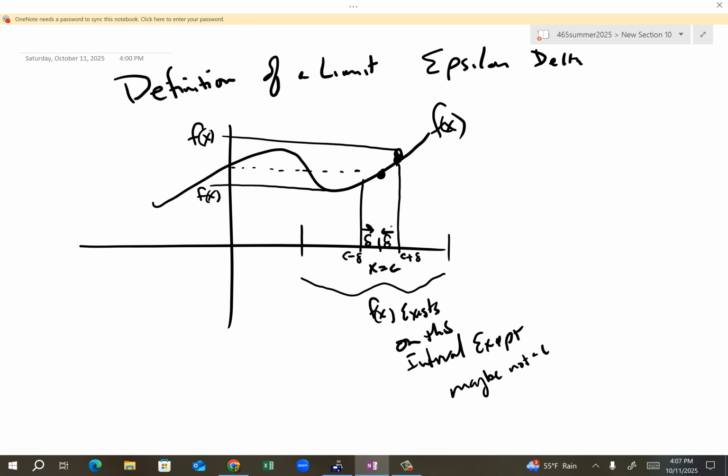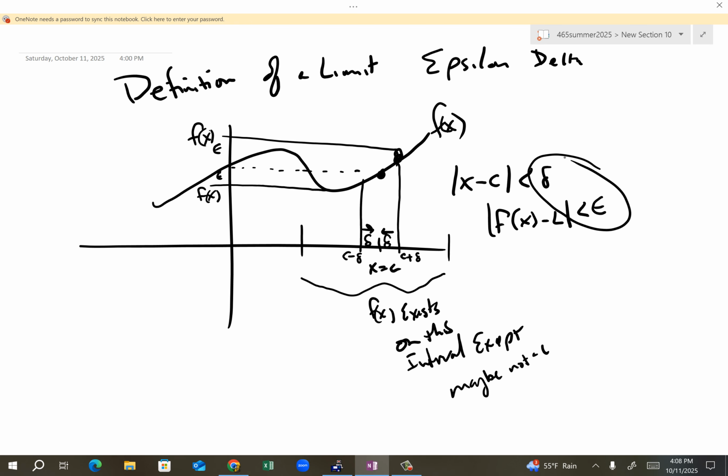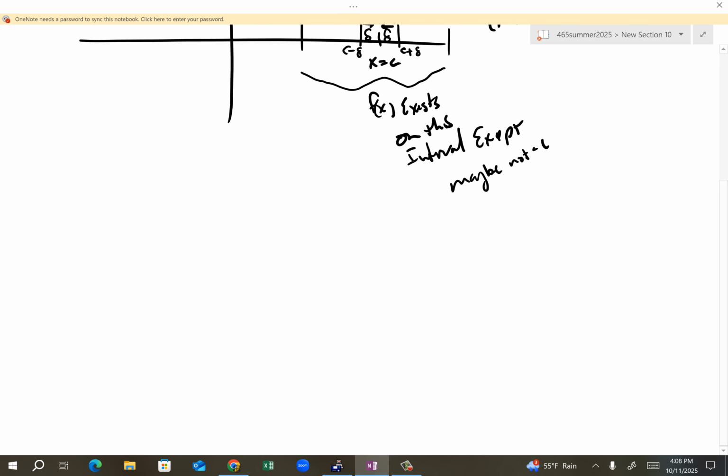So what we're saying is that we get closer and closer. In other words, x minus c gets closer and closer. As long as it's within delta units of c, then we should be able to find that the difference between f of x and L is within some value. And that value we're going to choose is referred to as epsilon. And so there's a relationship between this delta and epsilon.